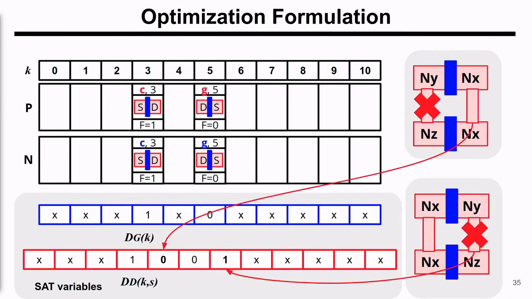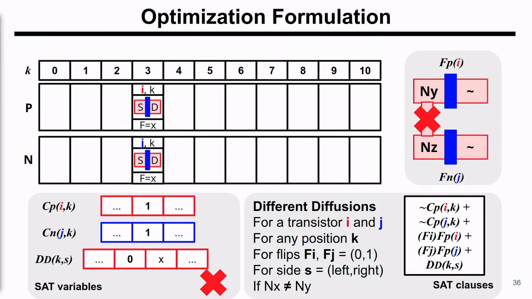We perform a similar thing using different diffusions. With this, we intend to reduce the net congestion. We iterate a pair of PN transistors I and J, and with a position K and a side S, whenever the flip state makes the nets on certain sides different, the corresponding variable cannot be 0.